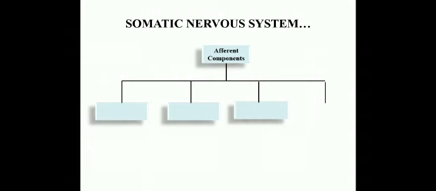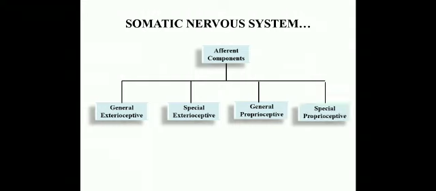So, the somatic nervous system has the afferent components and the efferent components. The afferent components include the general exteroceptive conveying pain, temperature and touch from the skin, the special exteroceptive for vision and hearing, the general proprioceptive from muscles, bones and joints of the head and neck, body wall and extremities, and the special proprioceptive from vestibular receptors for balancing.